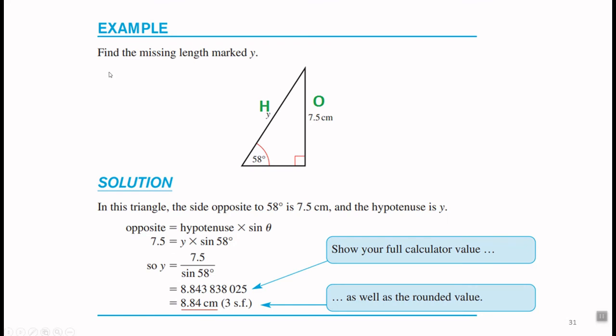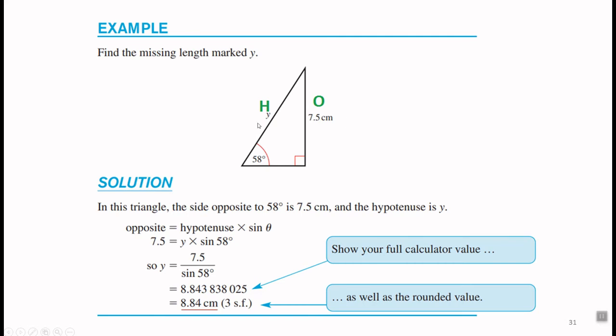Next example. With respect to 58, this is the opposite side, and the side always opposite to 90 degrees is the hypotenuse. We need to find the missing length marked y. We need to find y.